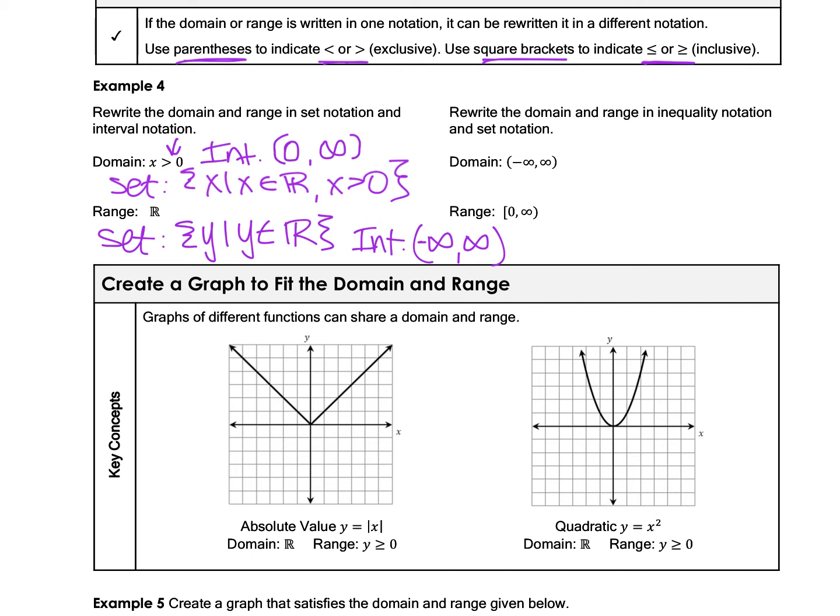Okay, so why don't you go ahead and pause and try and figure out this next one on your own, and then I'll go ahead and put the answers, so once you're done, then you can replay.